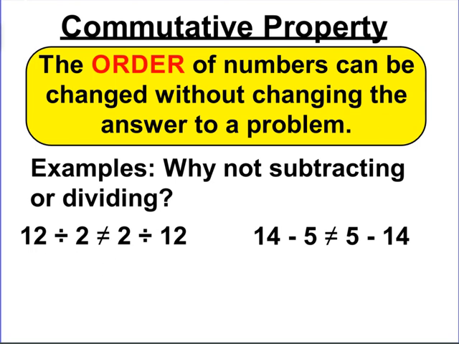So for the first problem, we all know that 12 divided by 2 is 6. But 2 divided by 12, if you solve that, is actually going to be 0.16, and the 6 repeats. On the other side, 14 minus 5 is 9. We all know that. If we use our integer rules from the very first unit of the year and do our keep, change for 5 minus 14, we're going to see that the difference of those two numbers is negative 9, not positive 9. So again, the two numbers are not equal.